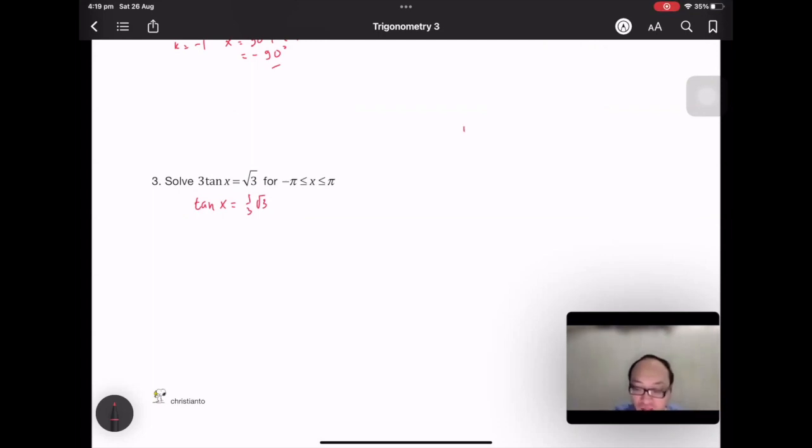And if we draw the tangent, it has the asymptotes at 90. So this is pi/2, this is 3 pi/2. The region is between -pi until pi, so this is pi. And we have another asymptote at -pi/2. And then this is pi. So the normal graph of the tangent is this. So it will be like this, yeah.